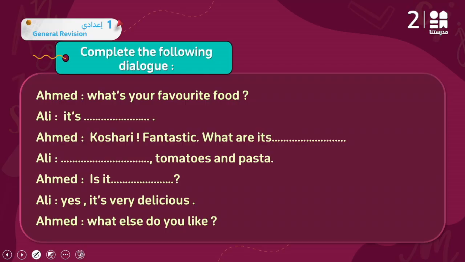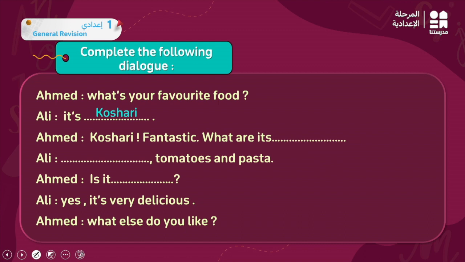Another dialogue here that we have. What's your favorite food? Ali said it's koshari. So Ahmed said koshari. Fantastic. So koshari is said the same in English and in Arabic. So Ali said it's koshari, then the reply from Ahmed was the same. Fantastic. What are its ingredients? And then he will talk about the things that are in koshari.